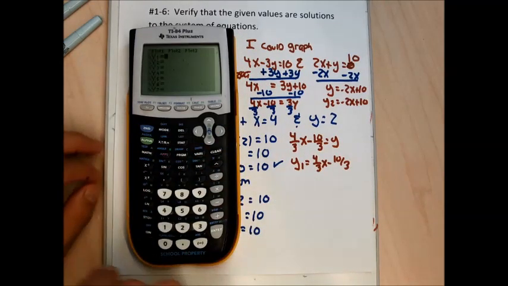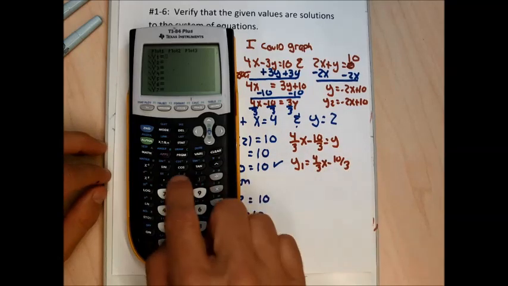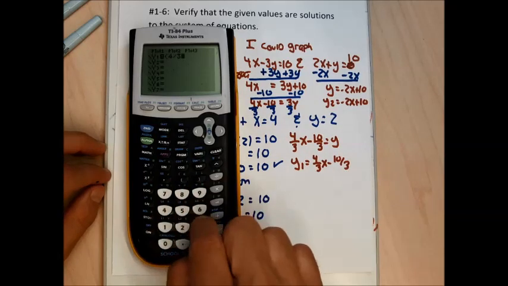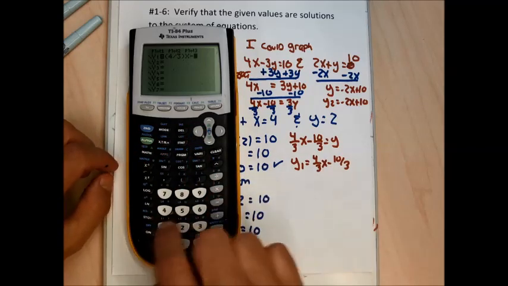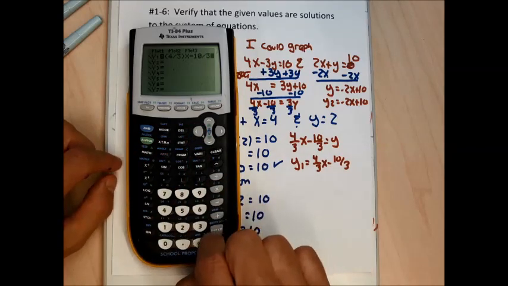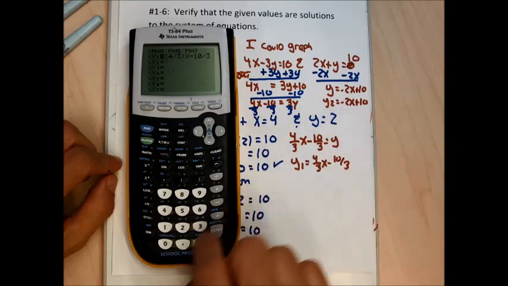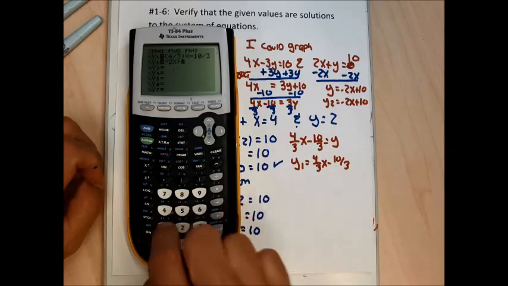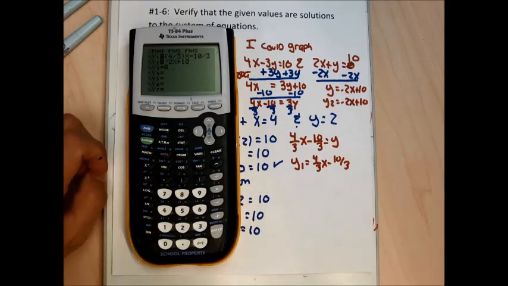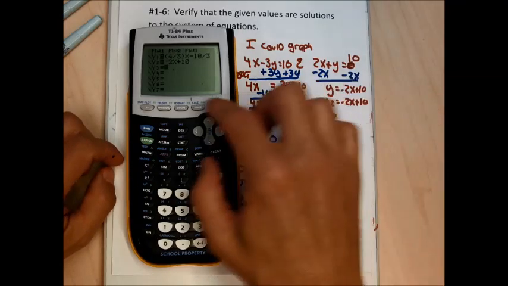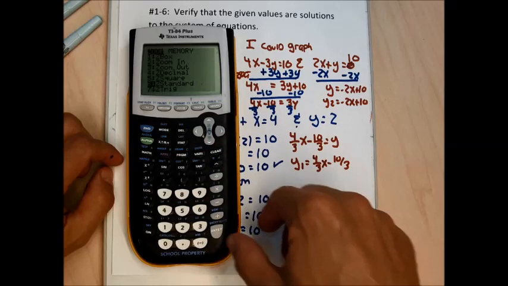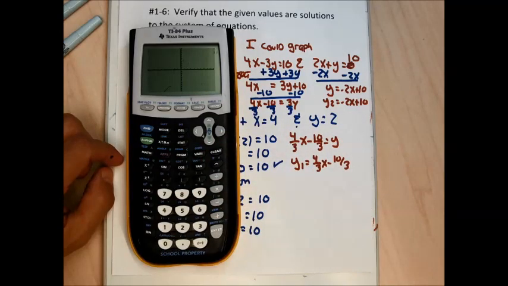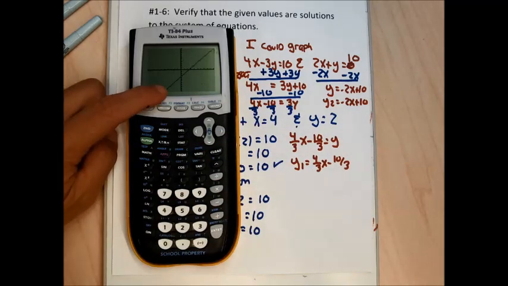So let me hit y equals and graph in y1, parentheses 4 divided by 3, x minus 10 divided by 3, and then in y2 do negative 2x plus 10, and then do zoom standard. I'm graphing these equations, and you'll see what happens when I graph them. Each equation is going to graph to be a line. The first graph is the line of the top equation.